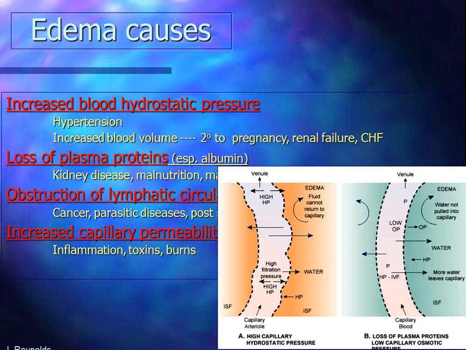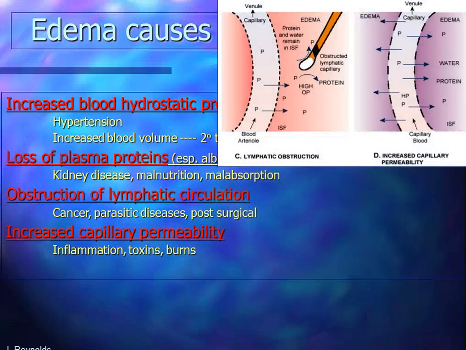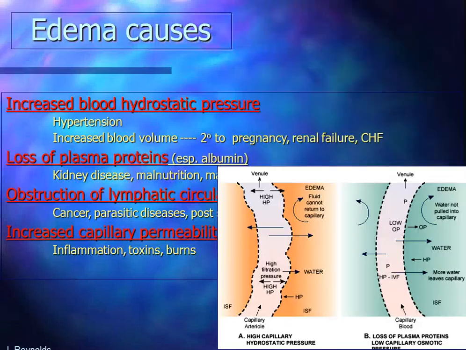Obstruction of the lymphatic circulation. Look at the left. The fluid can't be removed in the lymphatic tissues. It backs up. It sits in the interstitial spaces. It can't go, it doesn't necessarily go back into the blood, but it can't go forward into the lymphatic vessels, and it sits there. And then last you have increased capillary permeability.